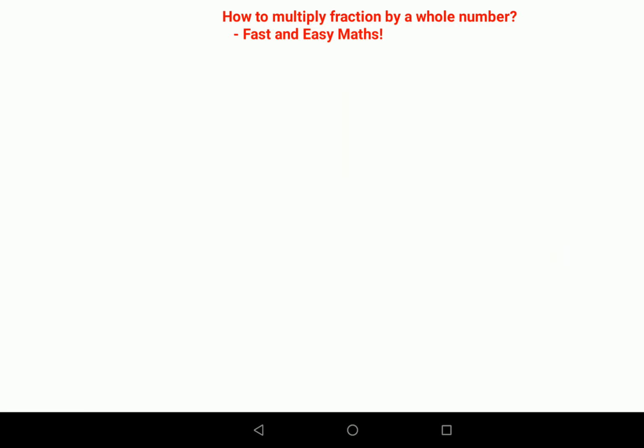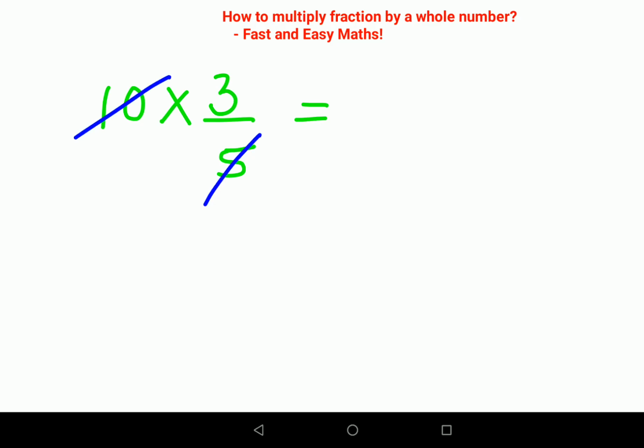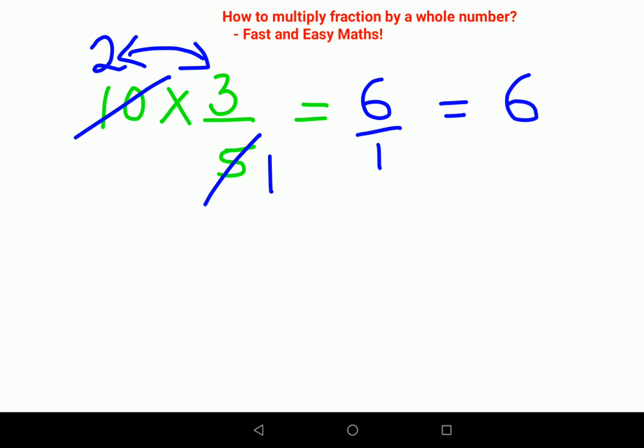But now let's see what happens when the whole thing gets cancelled. Let's say we have 10 into 3 upon 5. In this scenario, if you look closely, 5 and 10 are cancelling, because 5 ones are 5 and 5 twos are 10. Then you just need to multiply the remaining numbers. So we have 3 into 2, that gets you 6, and in the denominator you just have 1, so you don't need to write this 1, you can just give your answer as 6.